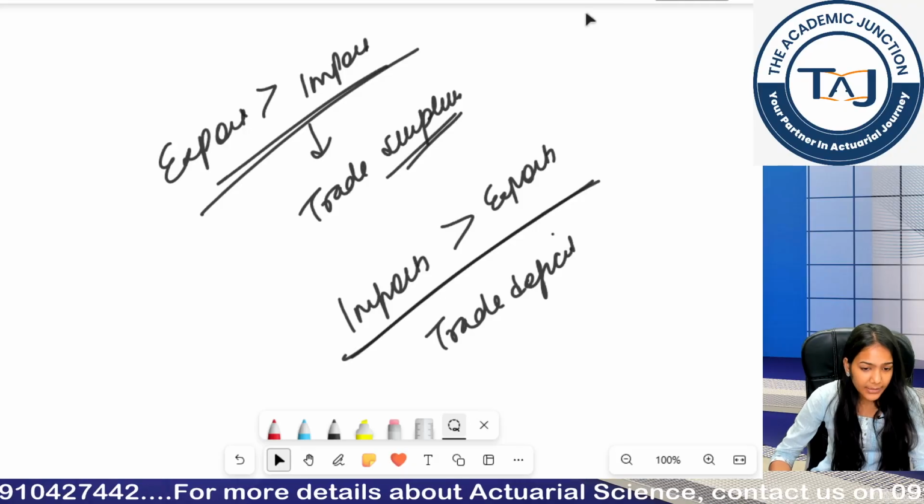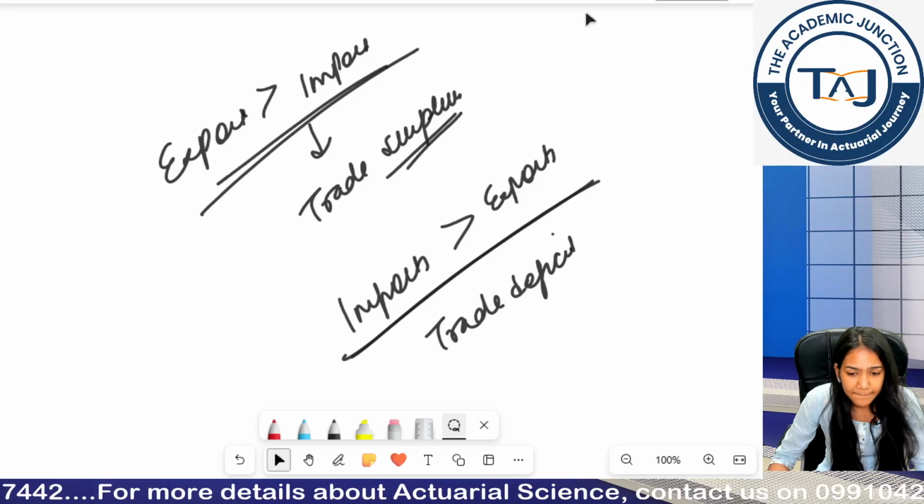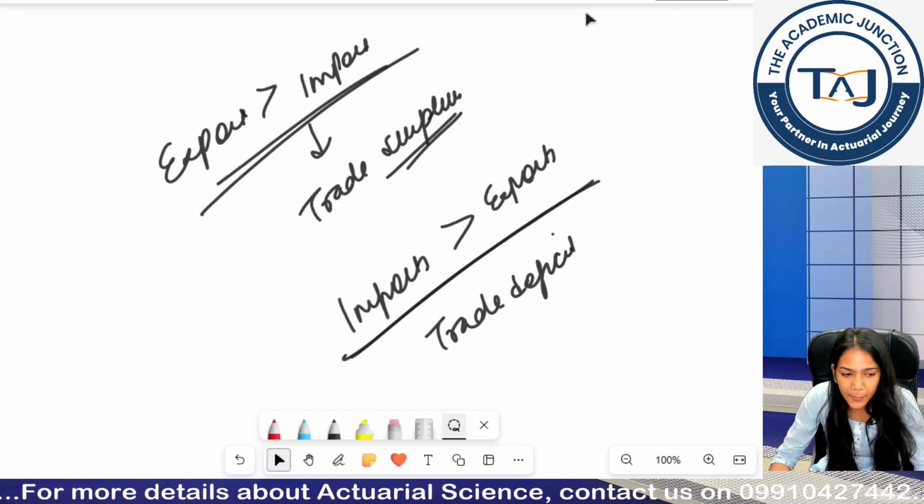Is this clear? Are the concepts of exports and imports clear?